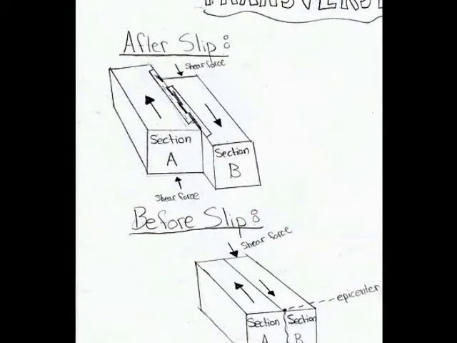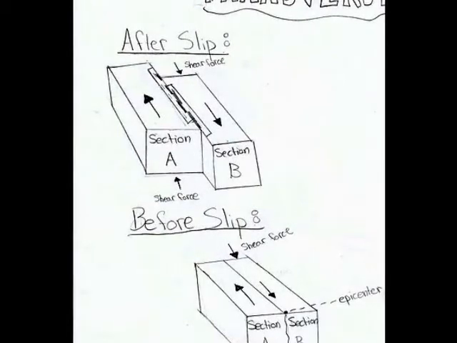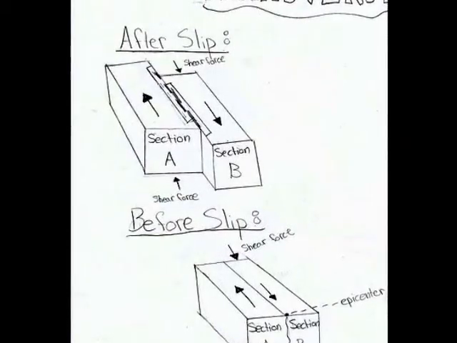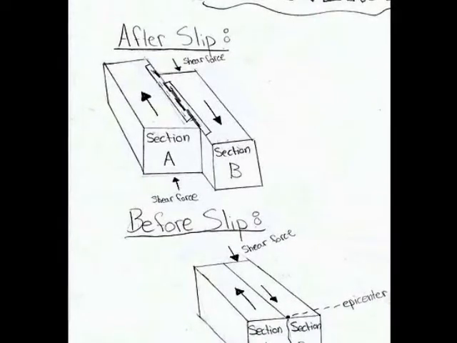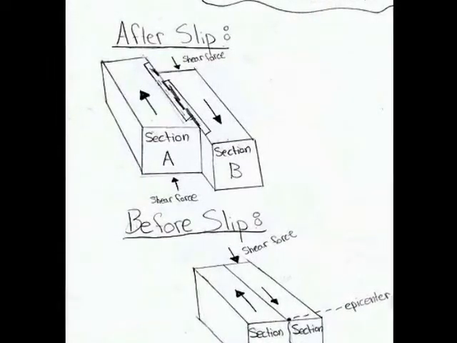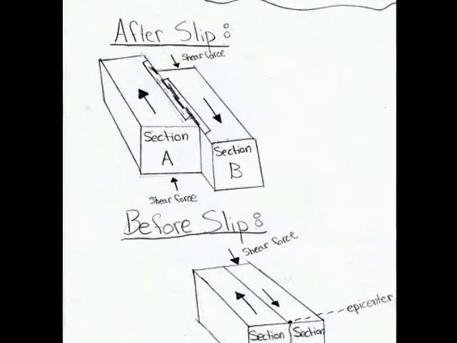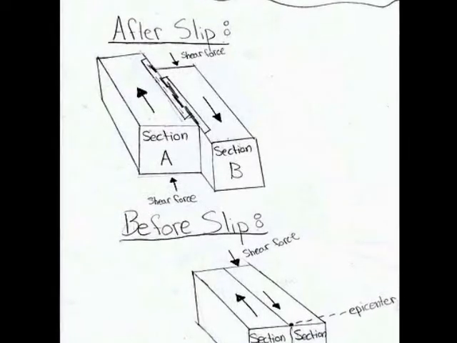My other picture is a transverse fault after the slip occurs. In this picture, each section of rock is being pushed the way the shear force was pushing it. Therefore, if the shear force was pushing rock section B forward, then after this slip occurs, rock section B would be forward.